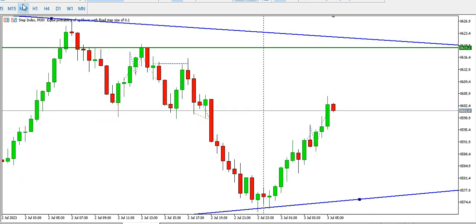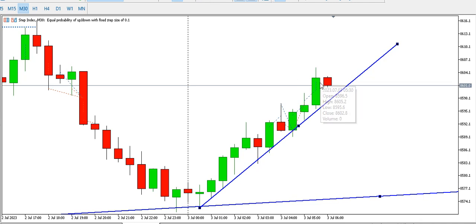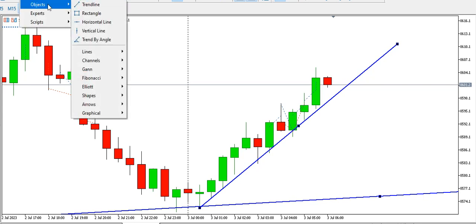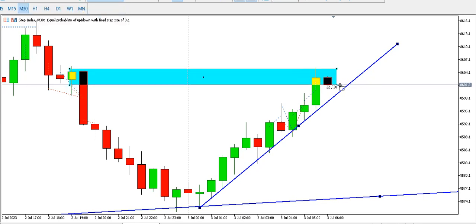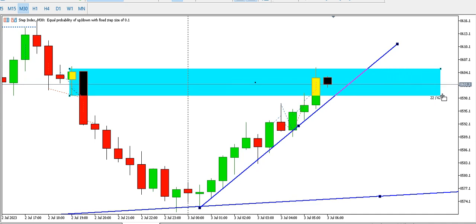On the 30 minutes time frame, you can see a three drive pattern where price dropped to this point, and we can see price rising and trending up on the 30 minutes time frame. So it's likely for price to either find supply. We already have price finding supply at this particular order block.